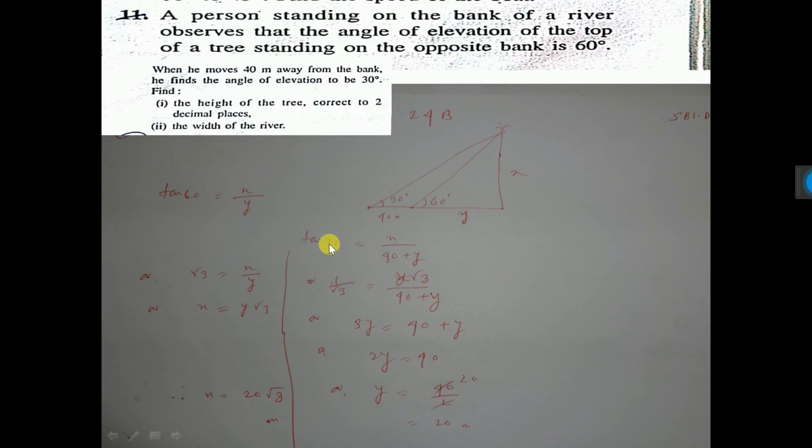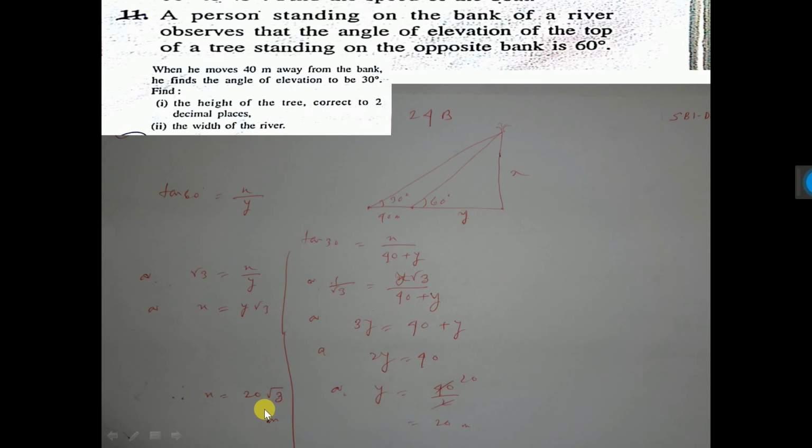Now here tan 30, in this triangle, tan 30 equals perpendicular x by base 40 plus y. Tan 30 value is 1 by root 3. Now do cross multiplication, root 3 into root 3, that is 3y equals 40 plus y. Y goes that side, so 3y minus y, 2y equals 40, that means y equals 20. Put this value, so 20 root 3 is the value of x.